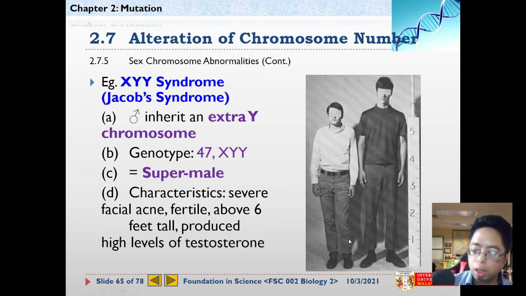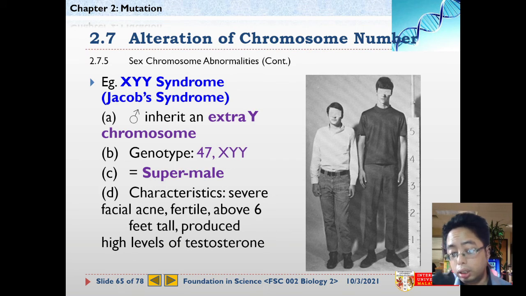Another one is Jacob syndrome, which is called XYY syndrome. In this case, a man inherits an extra Y chromosome, so this is also called the super male phenotype. The Y chromosome comes with extra testosterone, extra maleness, so it causes severe acne. They are fertile. They can still have children, right? They are above 6 feet tall, very tall, and produce high levels of testosterone.